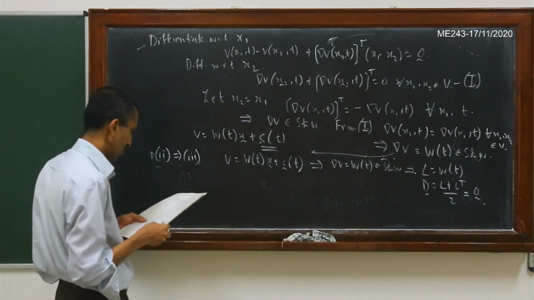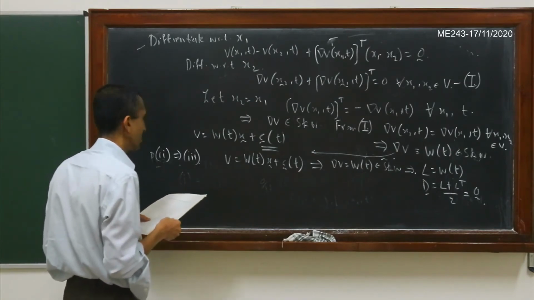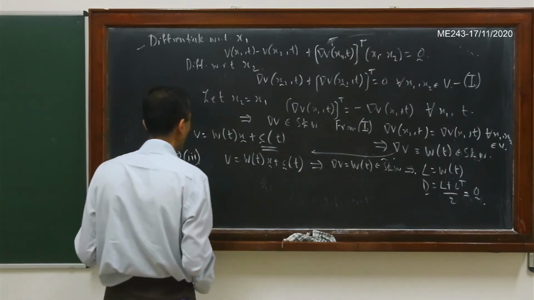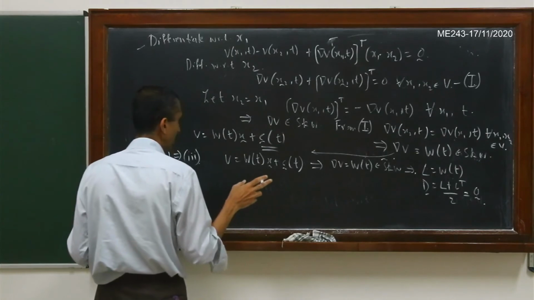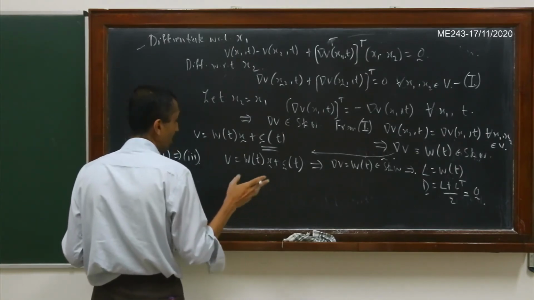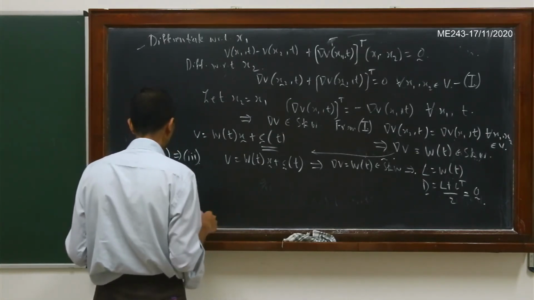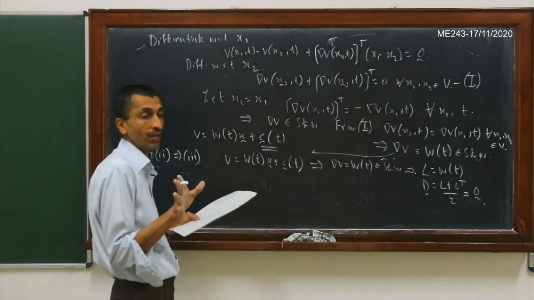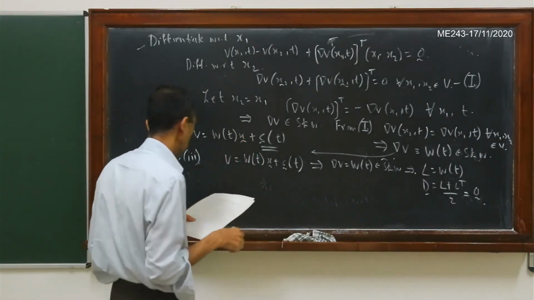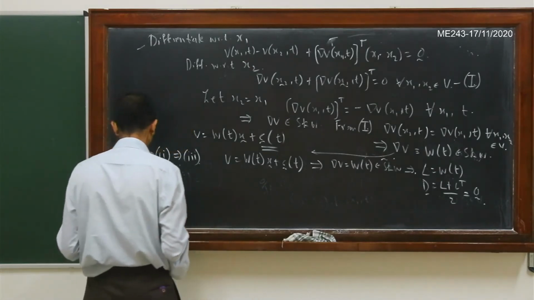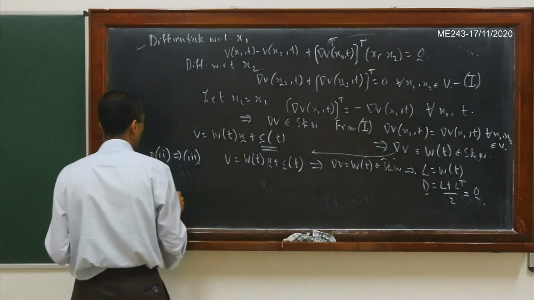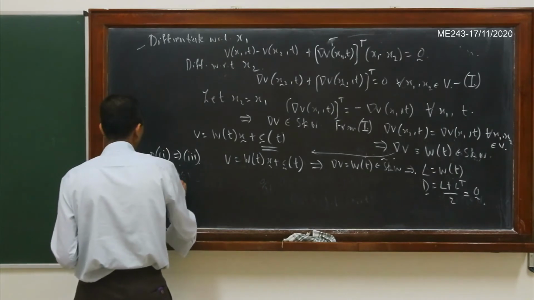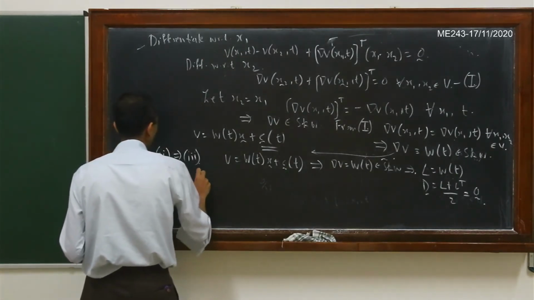So let us try to show that 3 implies 1. Now we are given that L is w of t, or d is equal to 0, and we want to show the star relation, that means the distance between any 2 points is not changing. We want to show that particular result here.